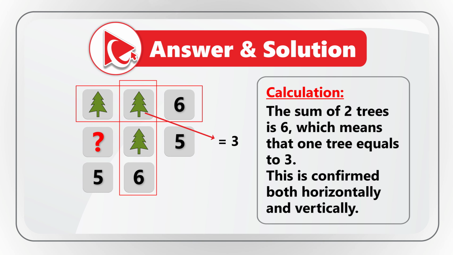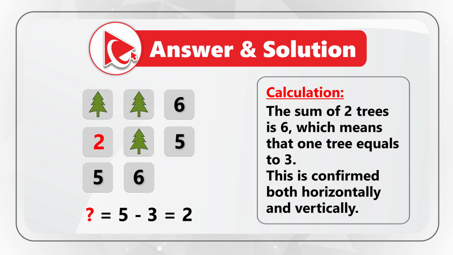Now we can calculate the missing number, which would be the result of 5 minus 3, which is equal to 2. So the correct answer here is choice A, 2. Did you come up with a different answer? Please make sure to post your answer and rationale in comments.